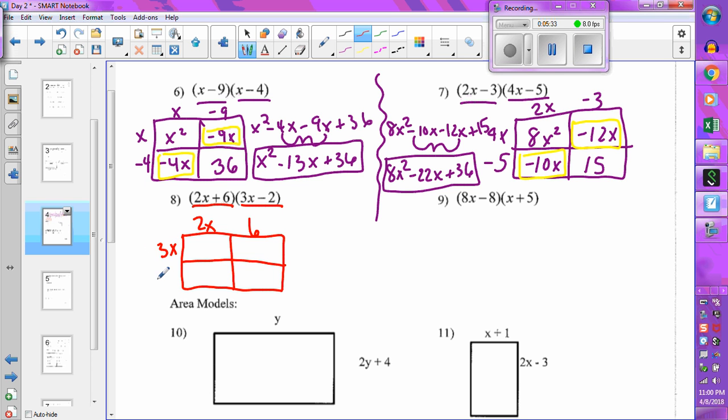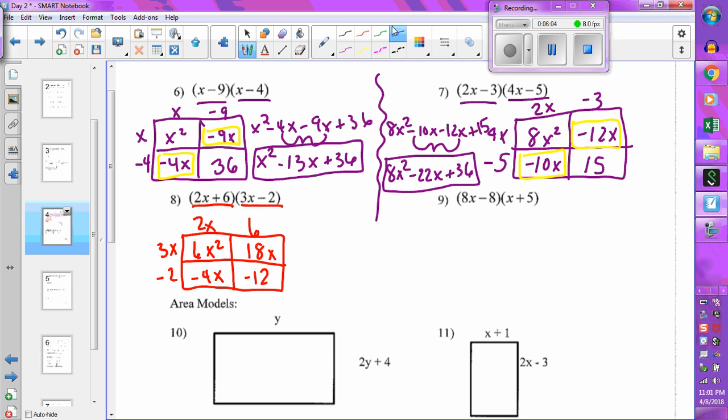So my 3x goes here, my negative 2 goes here. I'm going to multiply my 3x and my 2x, which is going to give me 6x squared, or to the second degree. And then my 3x times 6, which is going to give me an 18x. Okay? And then my 2x times my negative 2, which is going to give me a negative 4x. And then my negative 2 times a 6, which is going to give me a negative 12.